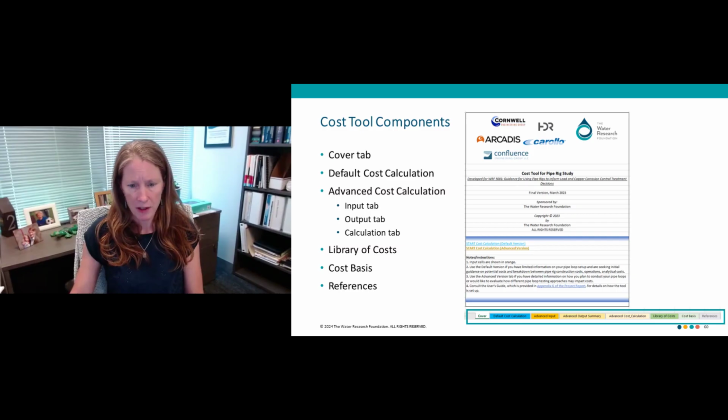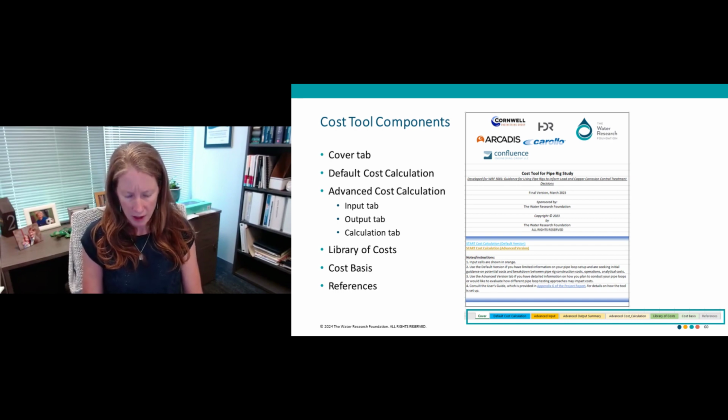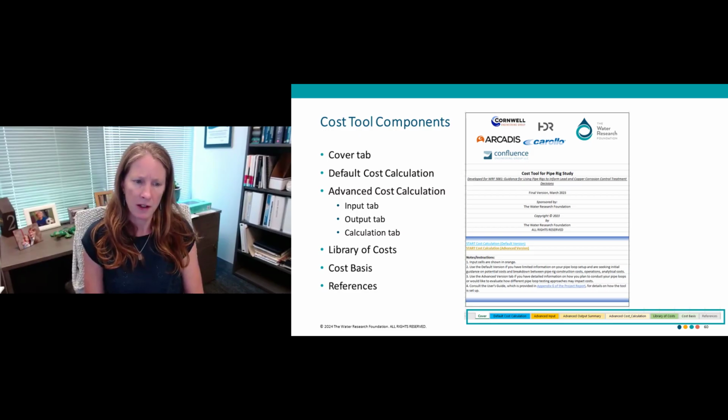There's the default cost calculation tab, which I'll go through more. For the advanced cost calculation, you'll start at the input tab where you'll enter the site-specific factors that are going to influence the cost. You can go to the output summary tab for the overall cost of the pipe rig study based on the estimate and some summary details. And the advanced calculation tab gives you the actual line item costs for individual components like the shelter and electrical, and you can also see how those costs were tabulated.